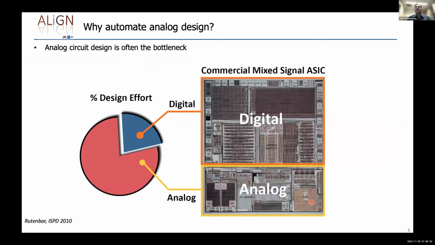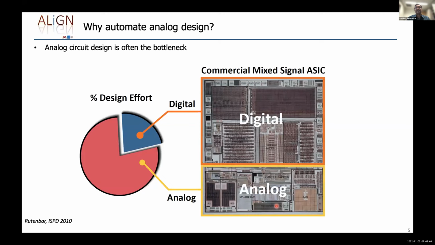Now, the problem with this, as I mentioned earlier, is analog design is often very manually intensive because circuits are very sensitive to biasing conditions, process variations, et cetera. And so the human designer has a large role to play. As a result of that, if you look at the design effort for a mixed signal chip, it's often an overwhelming part for the analog part, even though the silicon area is relatively small.